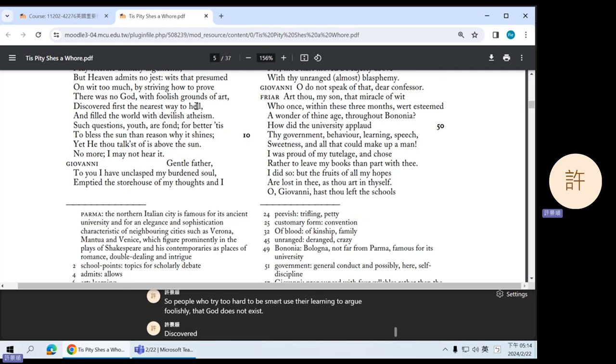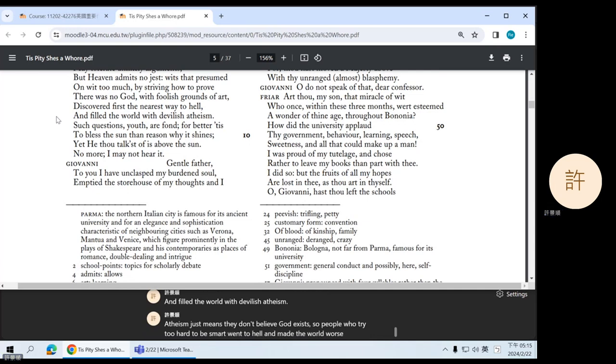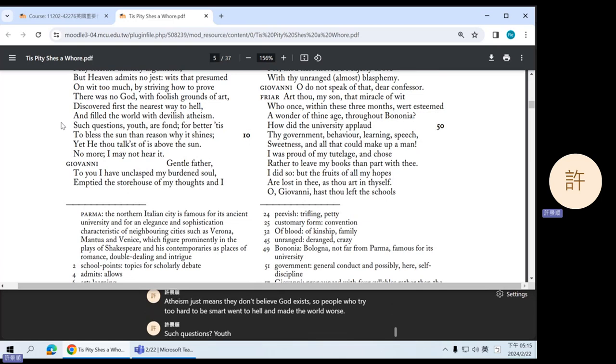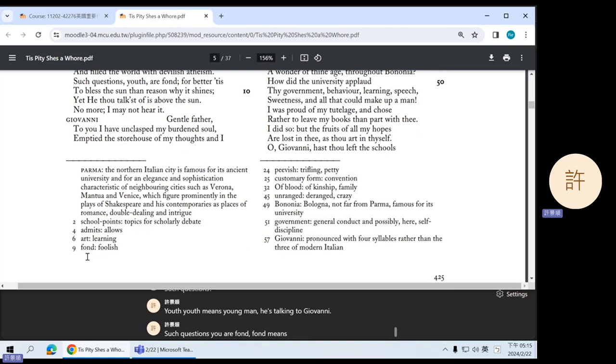Discovered first the nearest way to hell. So by doing this, they opened up their own way to hell. And filled the world with devilish atheism. Atheism just means they don't believe God exists. So people who try too hard to be smart went to hell and made the world worse. Such questions, youth. Youth means young man. He's talking to Giovanni. Such questions, youth, are fond. Fond means foolish. It says in the bottom.